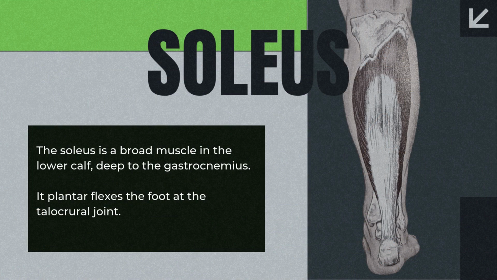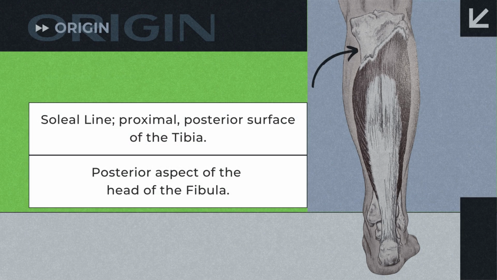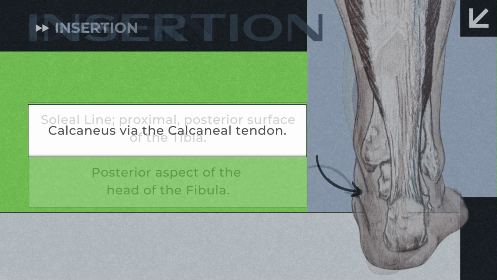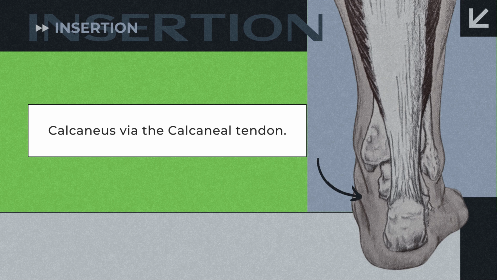The soleus is a broad muscle in the lower calf, deep to the gastrocnemius. It plantar flexes the foot at the talocrural joint. Origin: soleal line, proximal, posterior surface of the tibia and posterior aspect of the head of the fibula. Insertion: calcaneus via the calcaneal tendon.